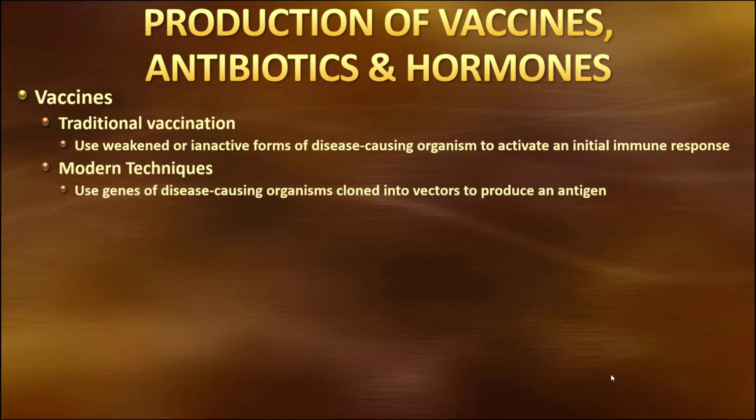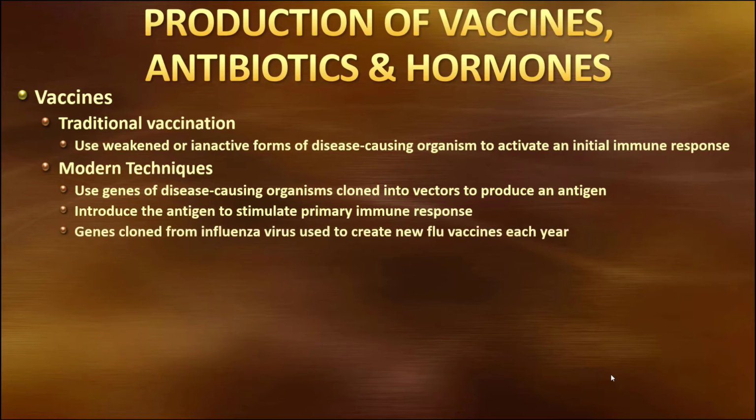More modern techniques can take genes of disease-causing organisms, clone those into vectors, and produce an antigen. An antigen is typically a foreign protein that your body launches an immune response to, and you produce antibodies to attack that antigen. If we can just take the gene that makes the antigen that our body can recognize, clone that particular gene into a vector, then we can introduce this antigen that would stimulate our body to produce the immune response. The flu vaccine that we create every year uses genes that were cloned from the virus.